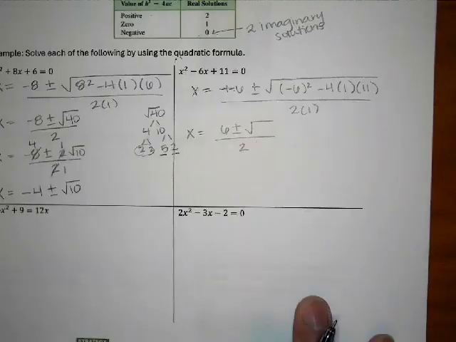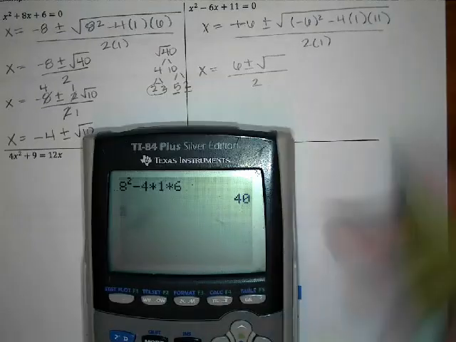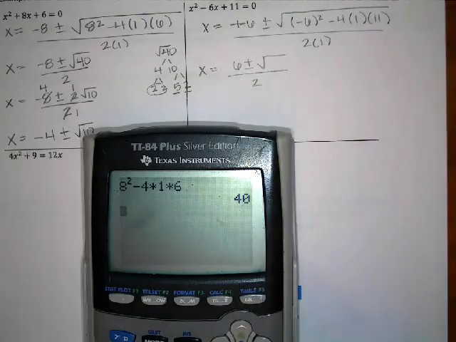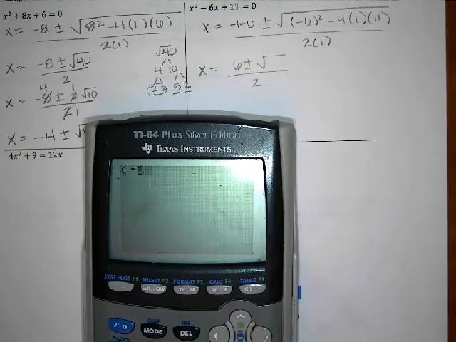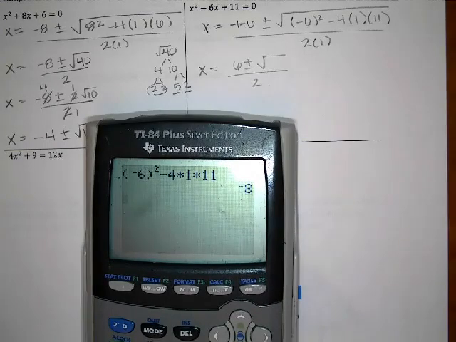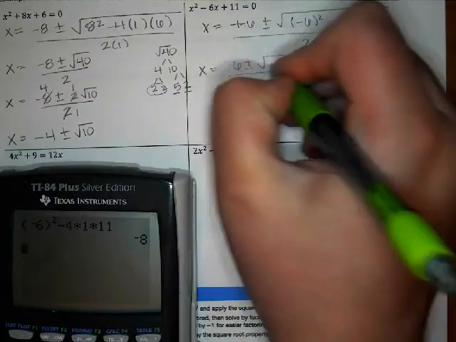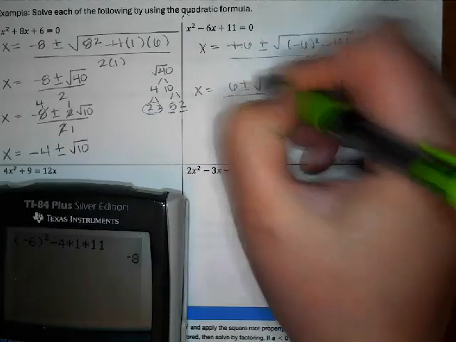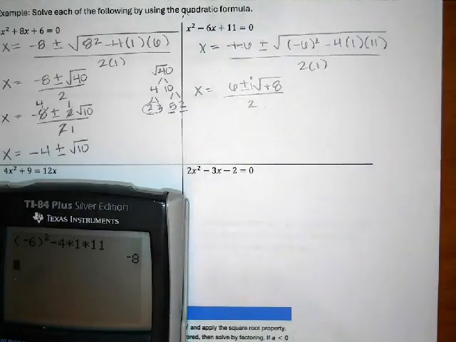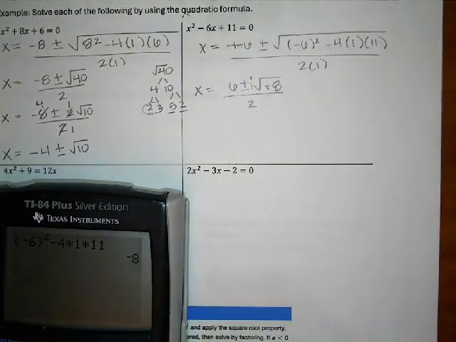Now, be really careful when you're squaring your negatives. They have to be in parentheses when you square them. So negative 6 squared minus 4 times 1 times 11 is negative 8. I've got a negative under the square root, so I'm going to make that positive, and I'm just going to stick an i in the front. I know that my answer is imaginary. So if I was to graph this quadratic, this parabola does not cross the x-axis.